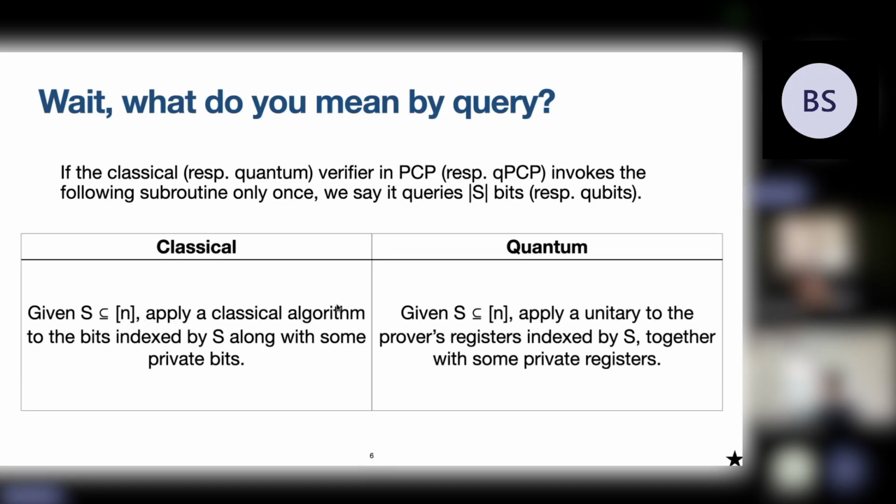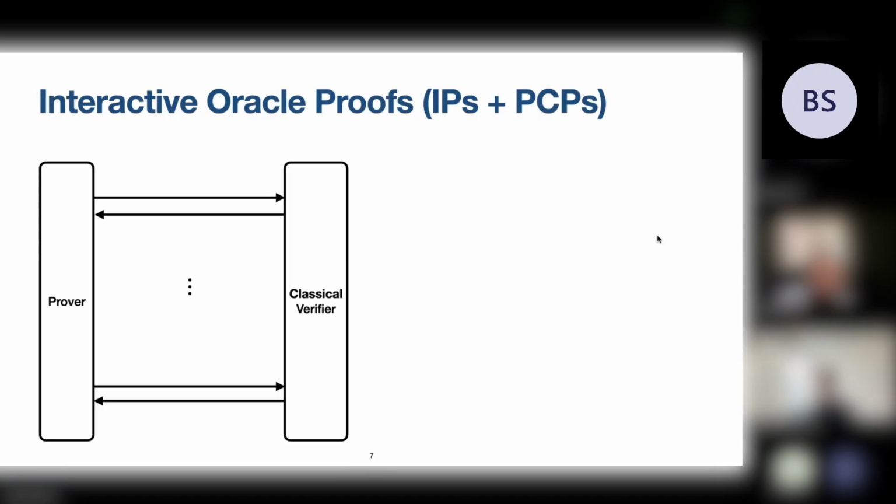For the quantum setup, we also define it in a non-adaptive way. You first choose a set S, and then you apply a unitary to the proof register indexed by S, together with some private registers. So when I talk about my quantum PCP, it is a non-adaptive version.